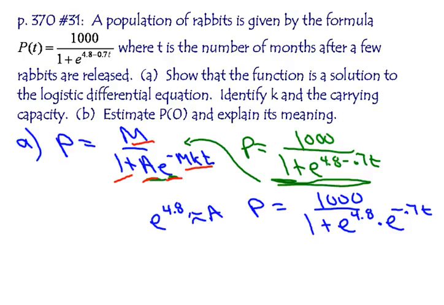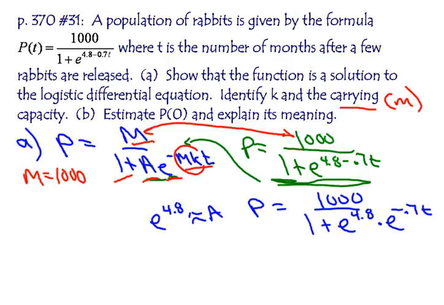Okay, now that we know it's the solution to the differential equation, what's M, and what is, let's see, k and M. The carrying capacity is the M. Okay, well, we know M, look at that, it corresponds very nicely. M is 1,000. That's our carrying capacity. And then down here, negative mk corresponds with, mk corresponds with 0.7. So mk equals 0.7. Right, M is 1,000.